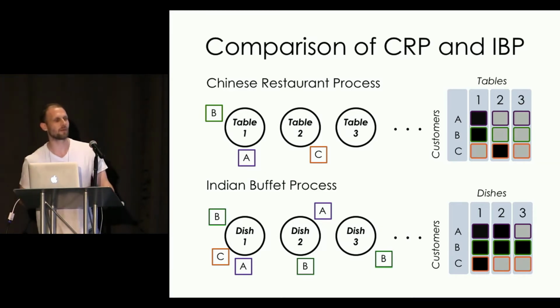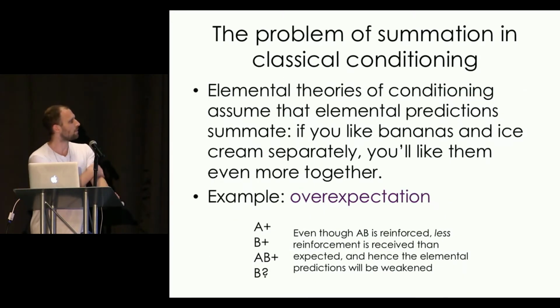So let me apply this now to some work in classical conditioning. Anna's going to talk more about classical conditioning a bit later. There's a really important thread of ideas in theories of classical conditioning which are designed to explain how animals take multiple stimuli and combine them to make a prediction of how much reward or punishment they should expect.